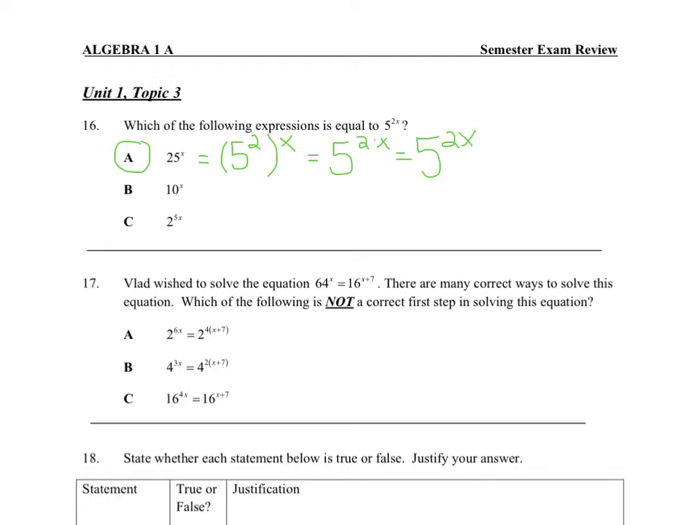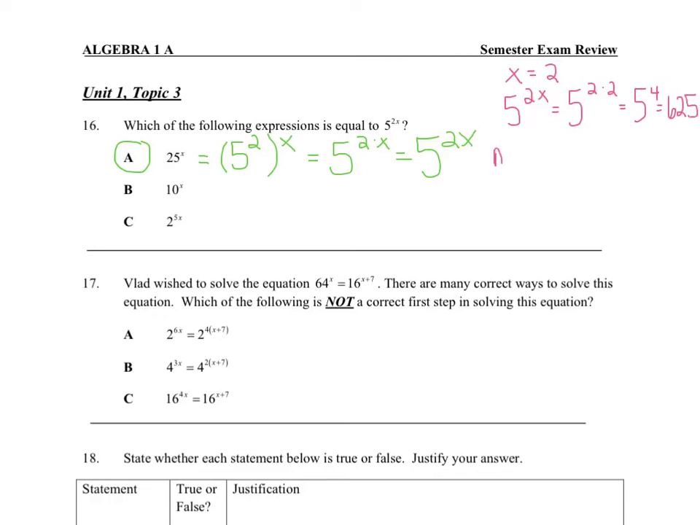Another way to do this problem is to pick a value of x. And I don't recommend you pick 0, and I don't recommend that you pick 1, just because sometimes those numbers can give you false positives. But let's say x equals 2. If we look at 5 to the 2x power, we see that that's 5 to the 2 times 2, which is 5 to the 4th. And 5 to the 4th equals 625. So that's what we're trying to get this to equal.